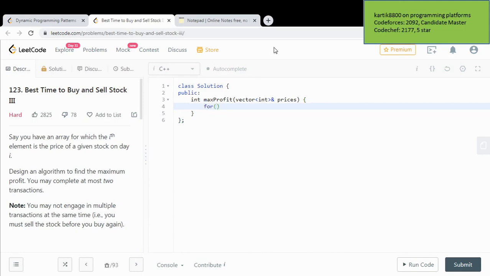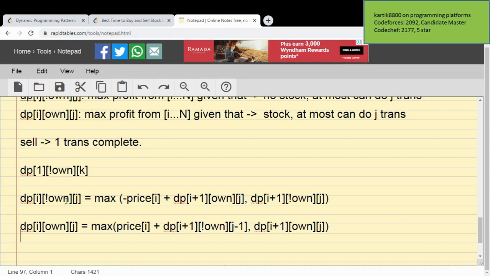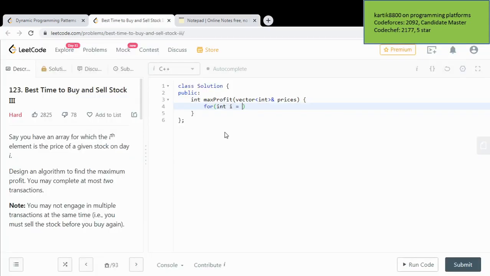So I'll say, okay, for integer i, I'm thinking about dp[i][j] and dp[i][own][j]. So think about this: days, I'm thinking about from this day till the nth day, right? And since I'm thinking about 0-based indexing, instead of 1 till n, we'll go 0 till n minus 1. So let's start from the n minus 1th day and go till the 0th day.